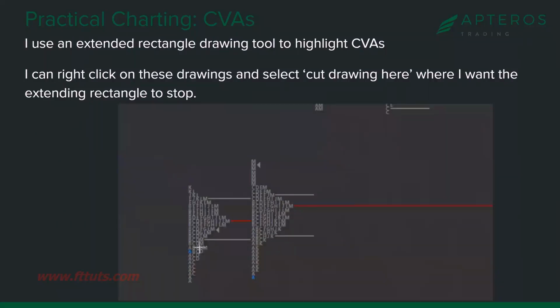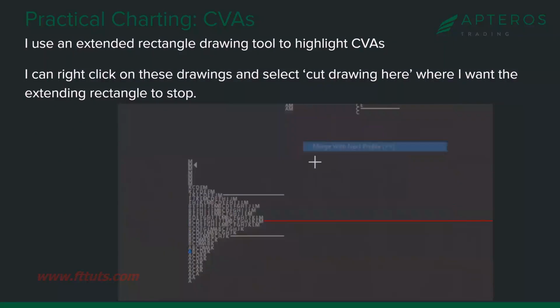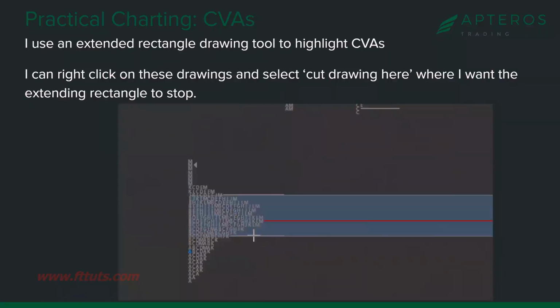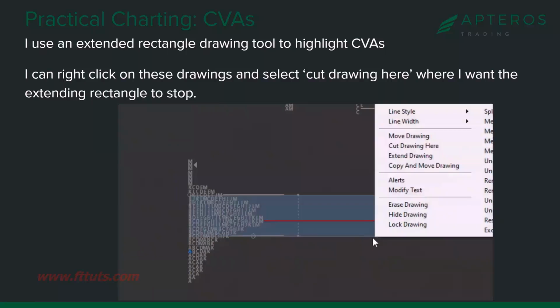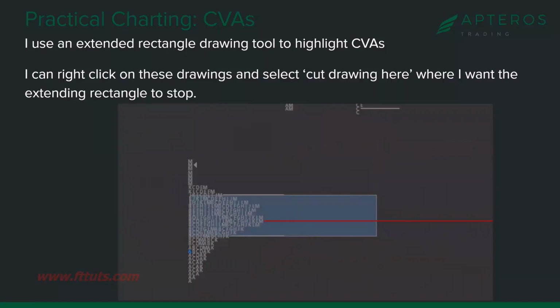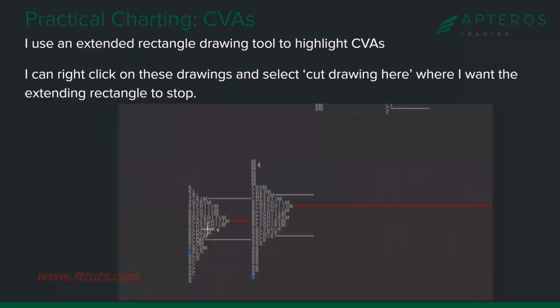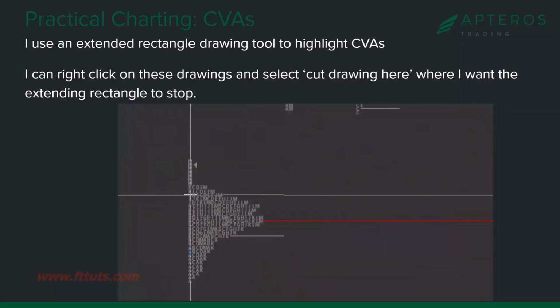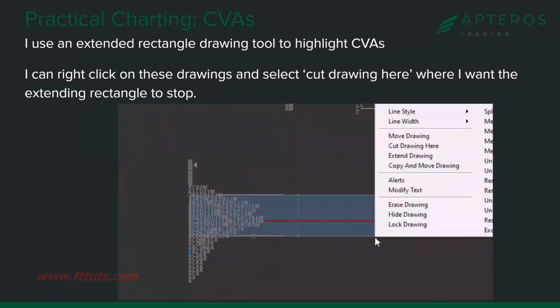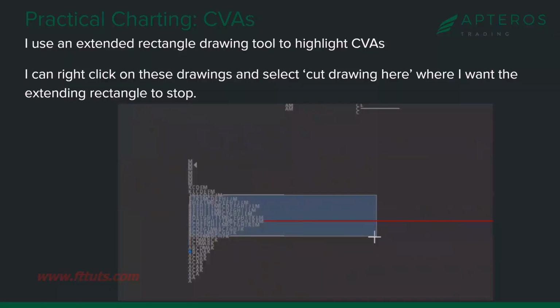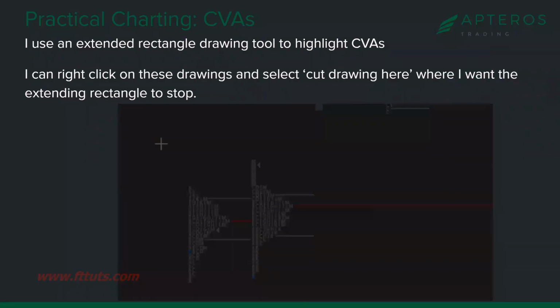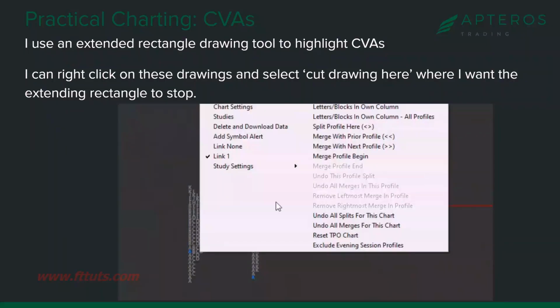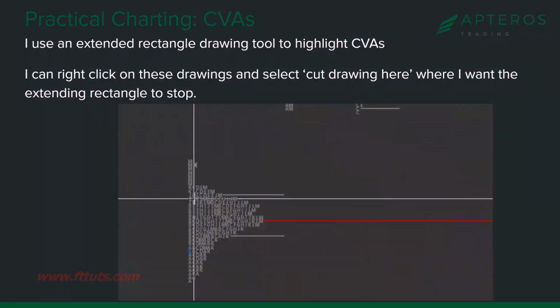Practically charting them, here's that same video. I draw the rectangle, I right click where I want on the rectangle, and I select cut drawing here, and it stops it. I like to see the history of the CVAs, so I don't just delete the drawing. I cut it off to keep it from showing up on my intraday charts that I have things mapped to, or my CVA charts, so that it would get too messy. But I like to see that it was there.